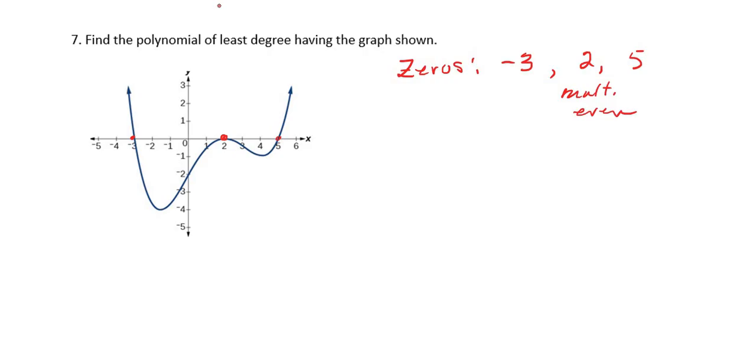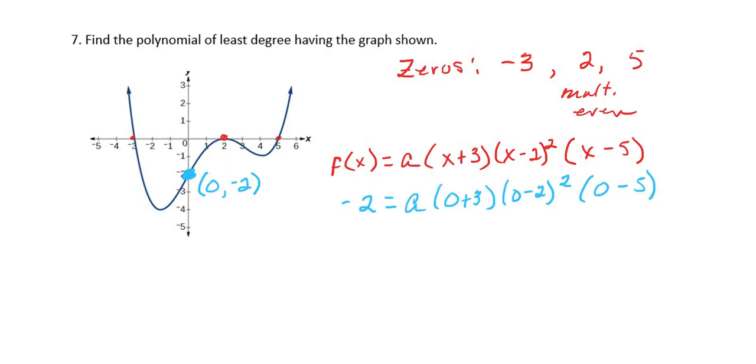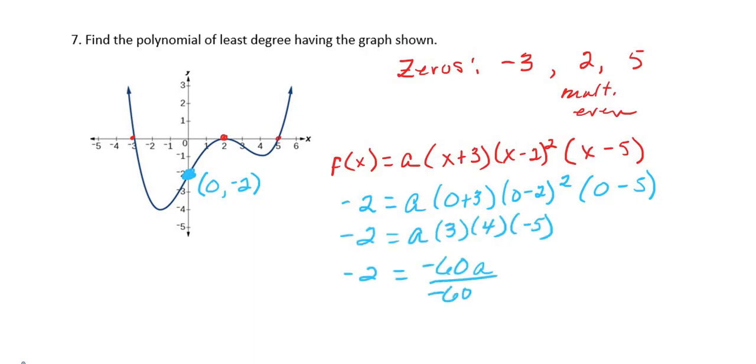So the general form for my function is given here. I can easily see that my y-intercept is the point (0, -2). So I'm going to put 0 in place of x, -2 in place of f(x), and solve. So on my last step, I divide both sides of the equation by -60, and I get A to be 1/30.